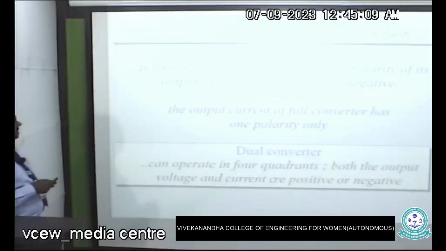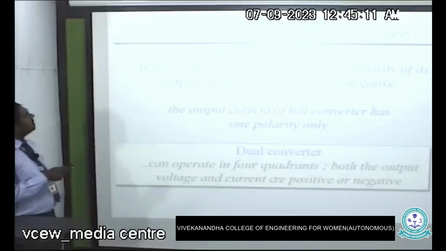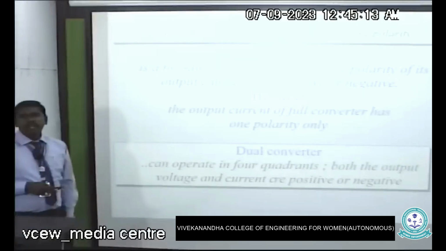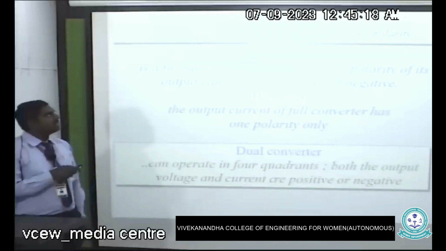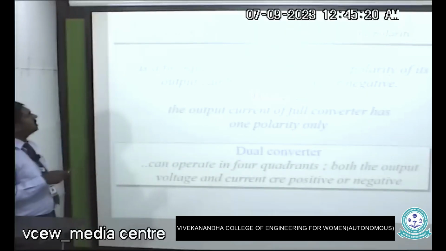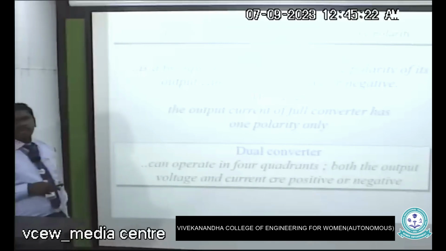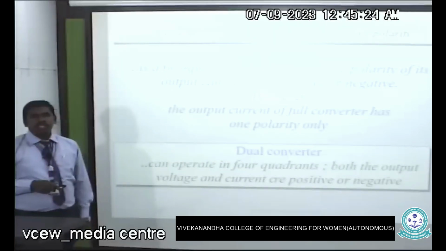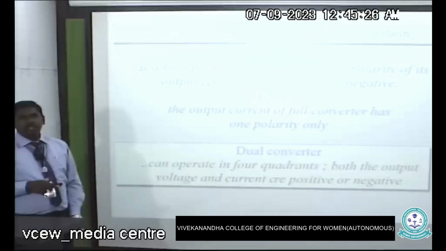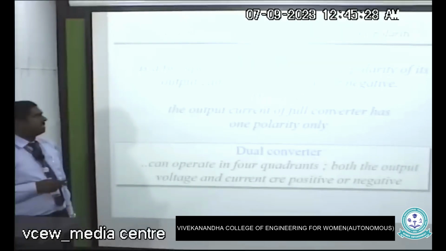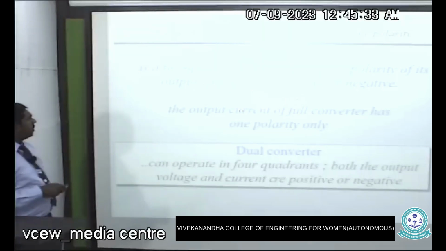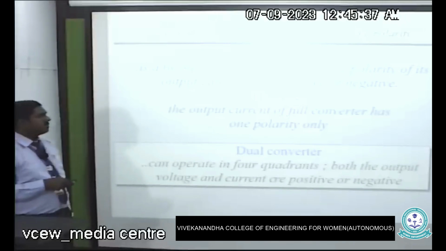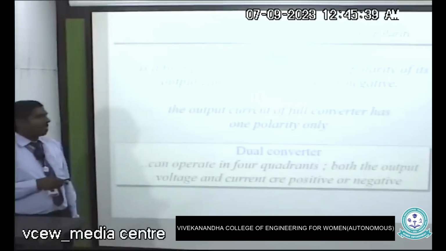Then what is a semi-converter? The semi-converter has one quadrant operation and also one polarity. Then the full converter has two quadrant operation, with either positive or negative polarity. But in this full converter, the output current has only one polarity.